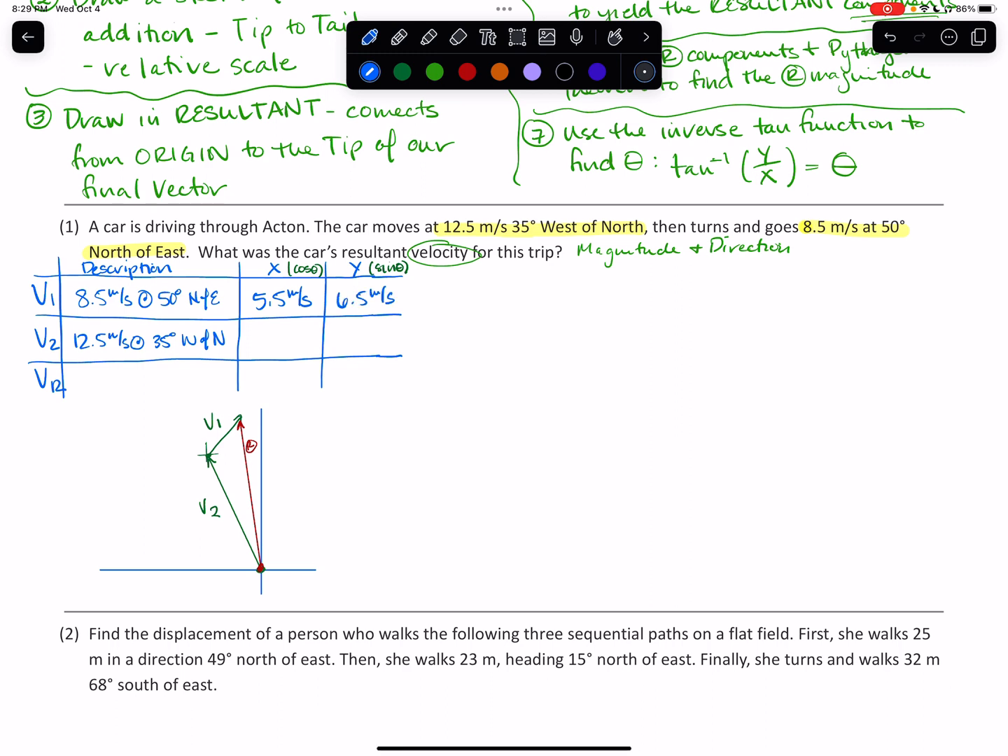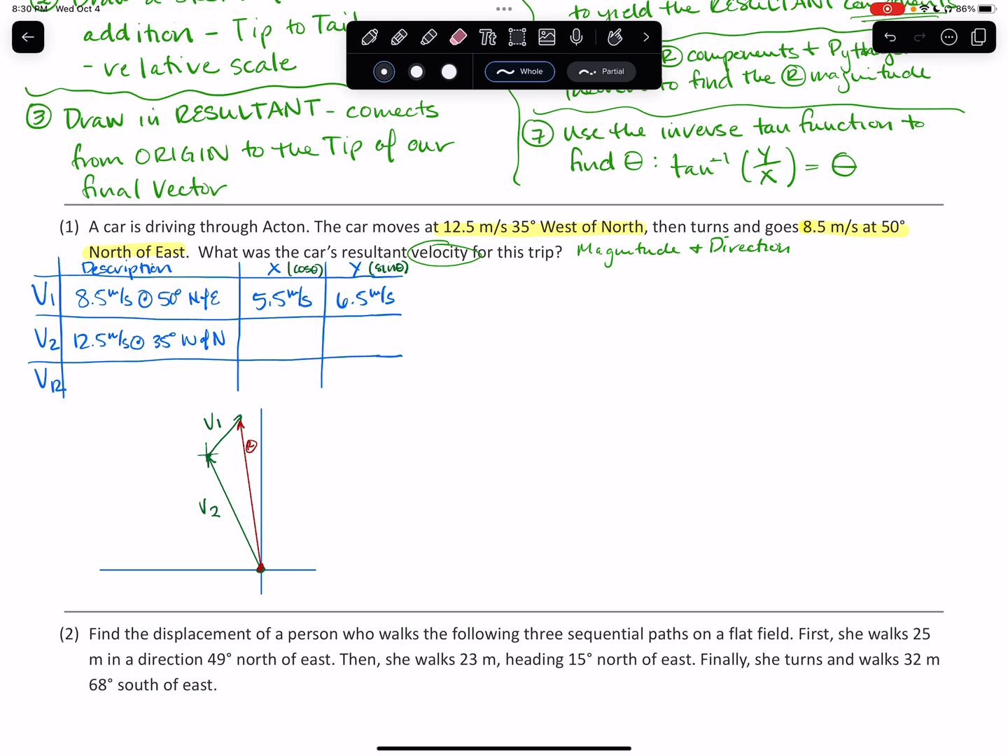Now the 12.5, the 35 degrees west of north. You have to be careful here. You can plug it in that way, and the numbers that you get out are going to both be positive because it's going to think it's in that northeastern quadrant.